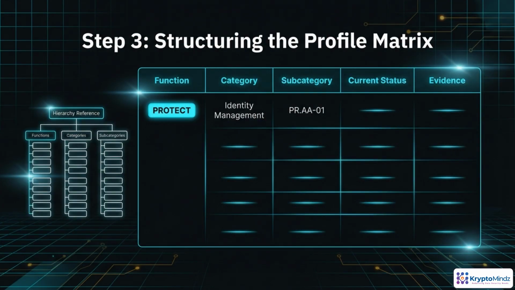Once you have the raw content, you turn it into a usable profile matrix. Each row represents a single subcategory outcome, linked back to its function and category. For each one, you capture two things: the current implementation status and the concrete evidence that proves it. Think of this as your master crosswalk: CSF requirement, how well you meet it today, and where the proof lives. This structure makes gap analysis, reporting, and auditing much faster.